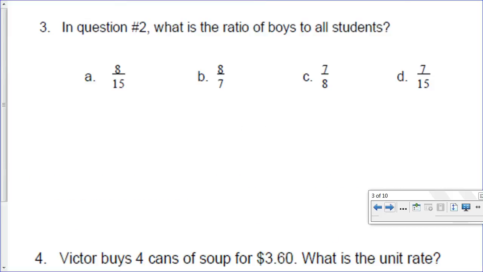Okay, so in question 2, what is the ratio of boys to all students? Okay, boys to all students. Well, how many all students was there? Okay, there was 30. How many boys was there? 16, if I remember correctly. Okay? So this can be reduced. 16 over 30 is the ratio.